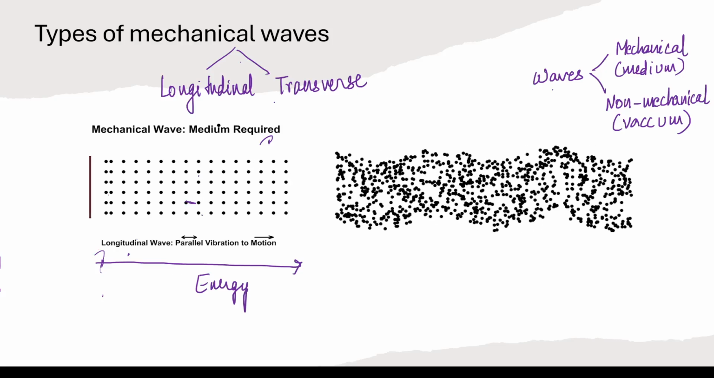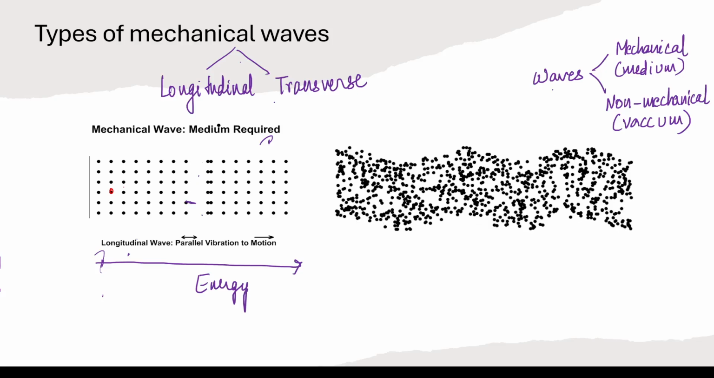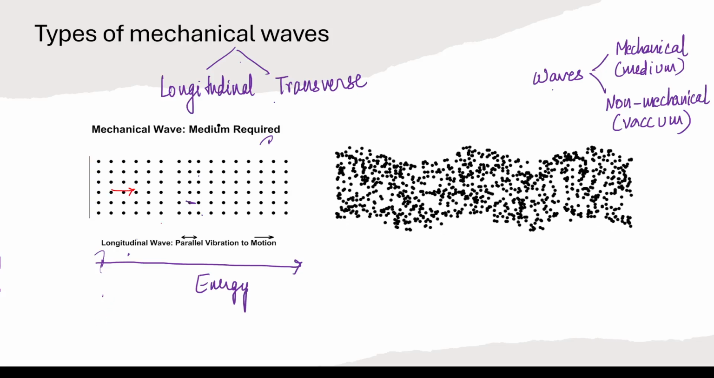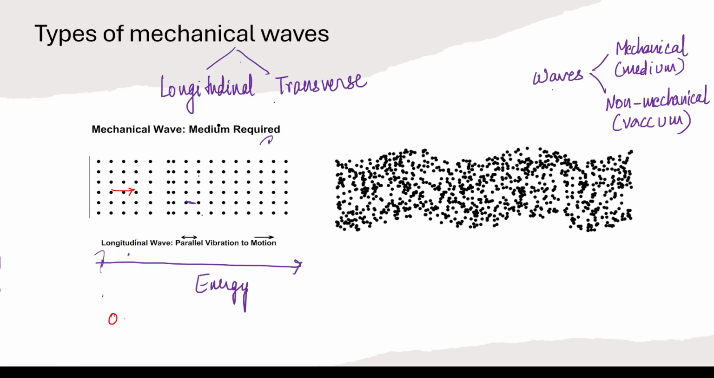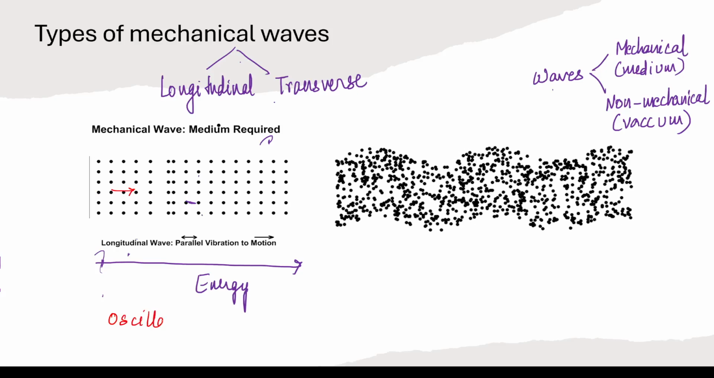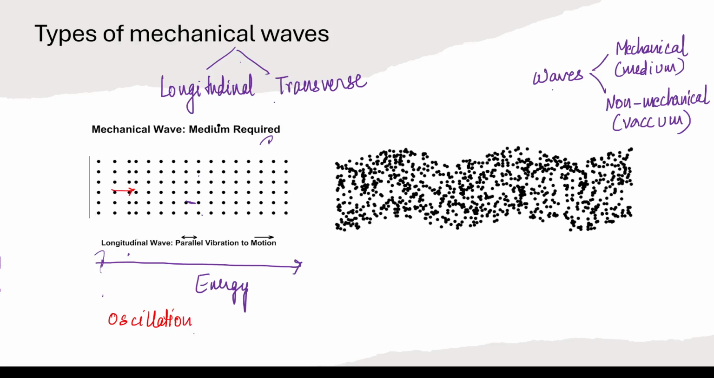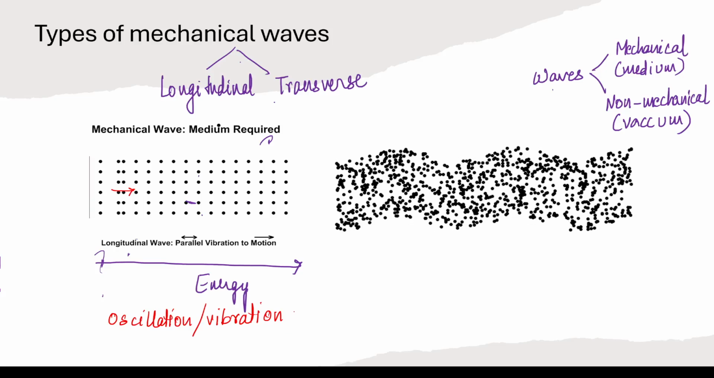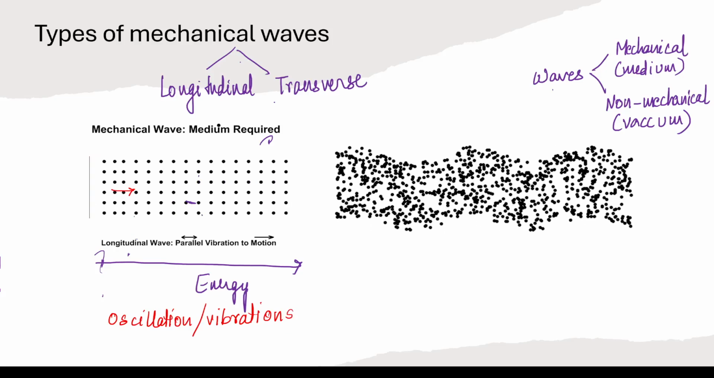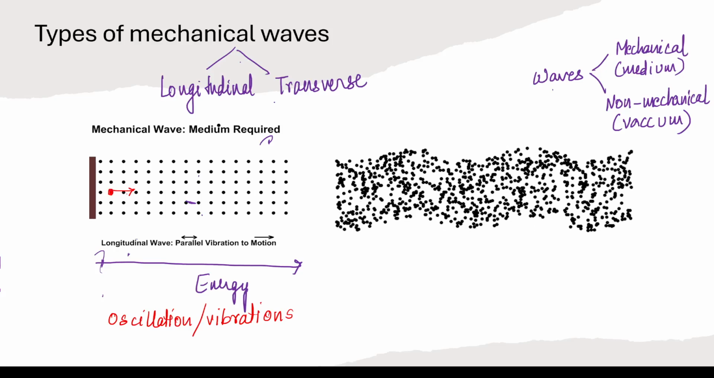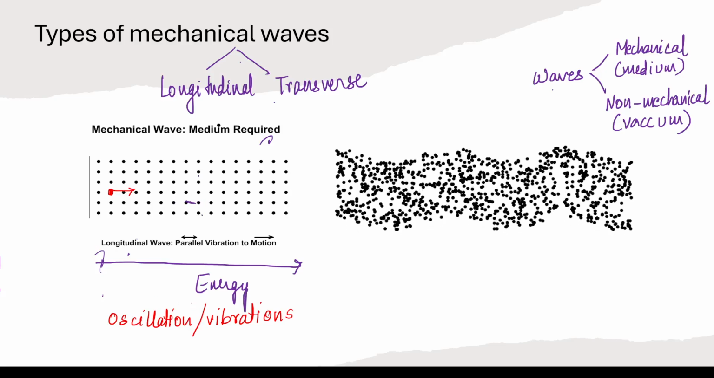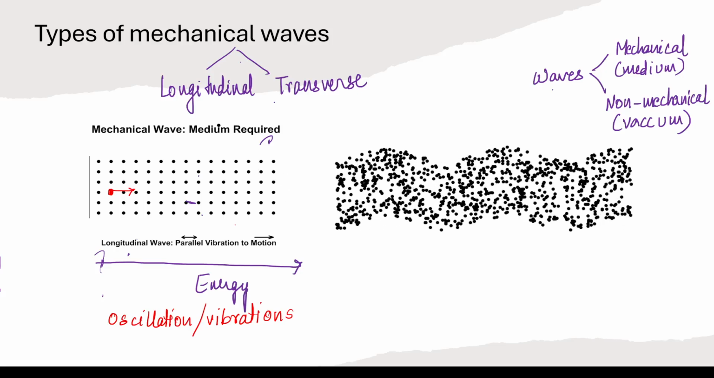So if I choose this particle here, see how this particle moves? This particle moves in this direction. So the oscillations are parallel to the energy transfer. That's your longitudinal wave. Oscillations or vibrations. Why vibrations? Because the particle does not shift, it just moves forward and comes back. Any forward or backward motion is oscillation. As you can see, this particle has not gone anywhere, it just moved forward and then came back. So oscillations or vibrations are parallel to the energy transfer.